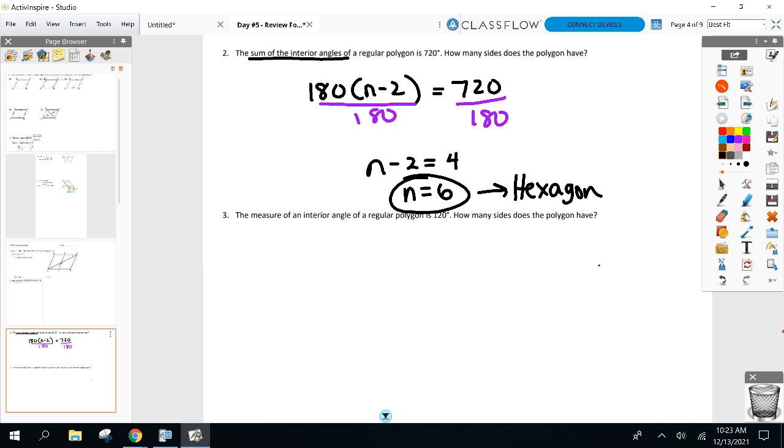Number three in your group. Now, I'm only giving you one angle inside, not the sum. One angle's 120. How many sides does it have? Talk about it. What's the best way to approach it? I don't think I'm going to have 180 times n minus 2 here.